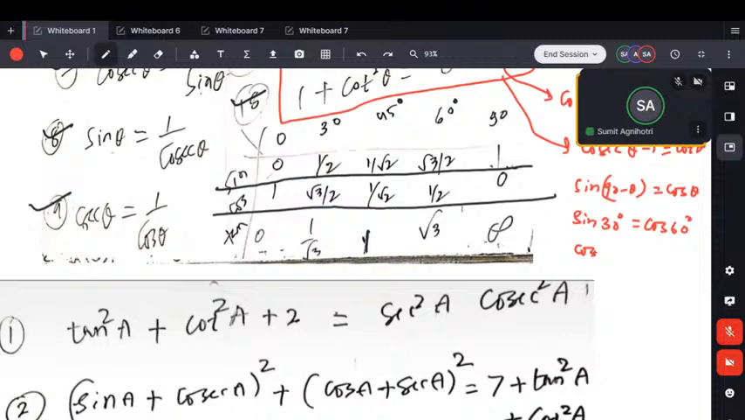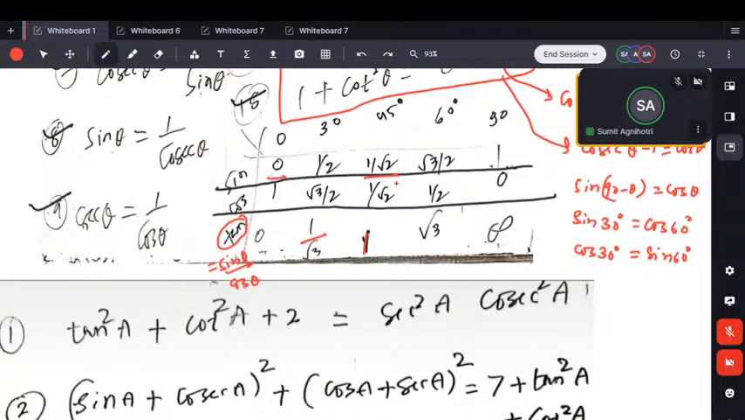Now tan 0 is 0 because this is the ratio of these two. Tan 30 is 1 by root 3. Tan 45 is 1 because same values having the ratio equal to 1. Tan 60 is root 3. Tan 90 is not defined. Okay, I have quickly helped with this revision again. Now come back to the question that we were solving.